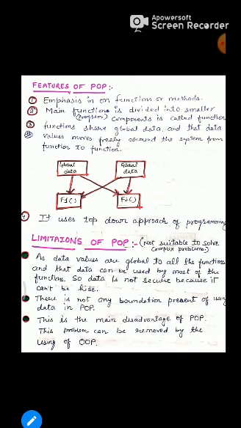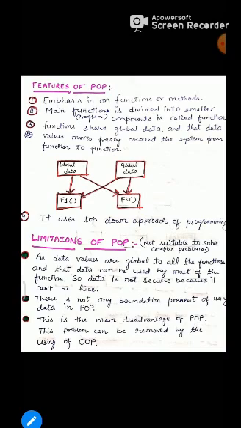The fourth feature is that it uses a top-down approach of programming. In the figure you can see there are two global data available. Suppose there are two global data in the main function, and there are function 1 and function 2 in the program. Then function 1 and function 2 both can use the global data present in the main function or main program.